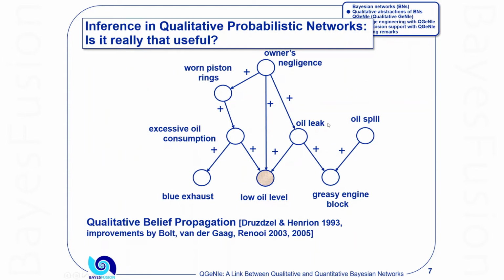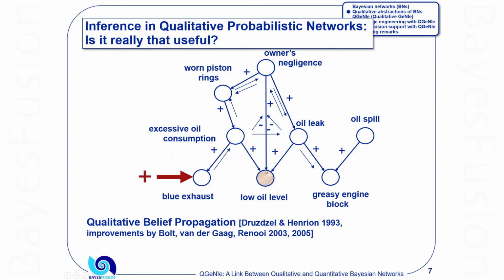Here is an example of an algorithm for the QPNs that I co-authored with Max Henrion. Suppose you observe low oil level in your car engine, and then you would like to calculate the effect of observing blue exhaust. What happens is the arcs are labeled by the sign of influence between nodes. The sign can be positive, negative, or a question mark. This network is very neat. There are no question marks, no varying influences. Through the arcs, you propagate the sign.